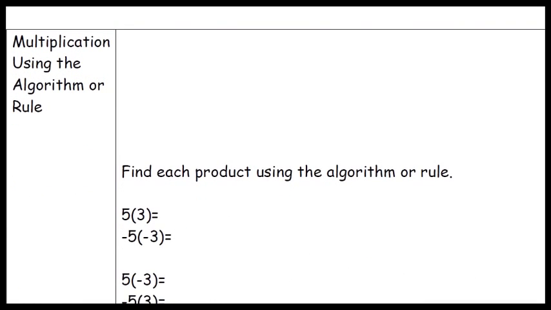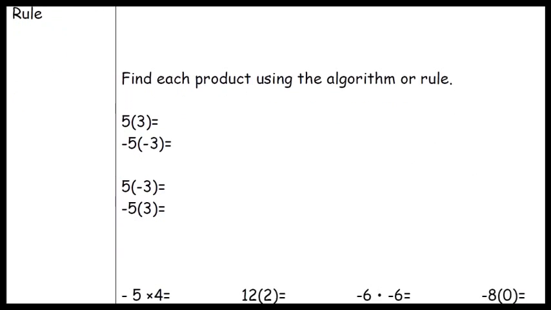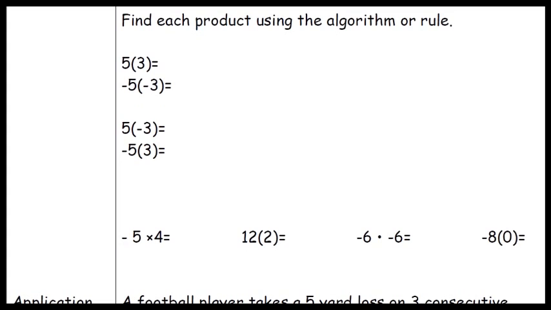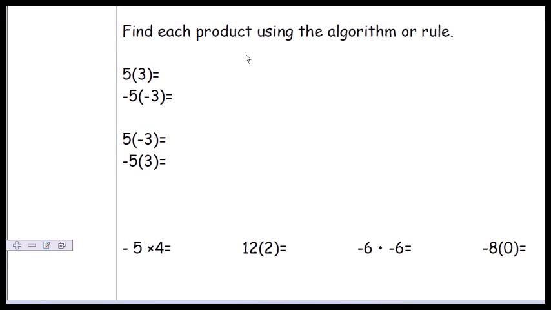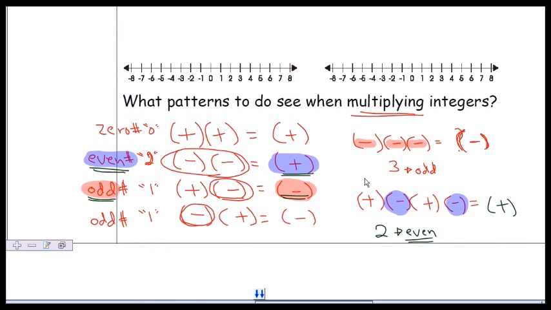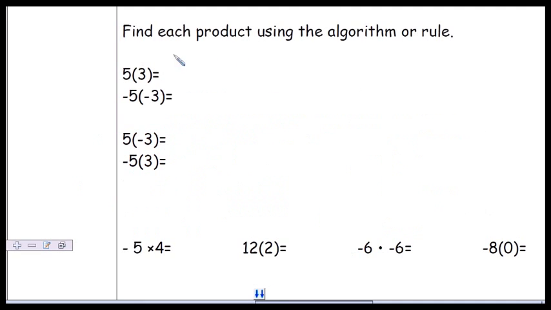Alright, so now let's talk about these rules that we just wrote. Let's see if we can use them right quick. Okay, so let's find the product. Here we have a positive 5 and a positive 3. Remember, positive times a positive equals a positive. So 5 times 3 is just positive 15. Okay, now 5 times 3, again 15, and again 15.